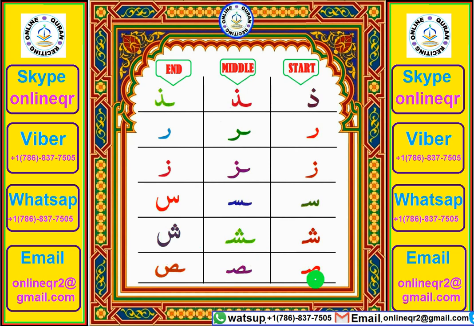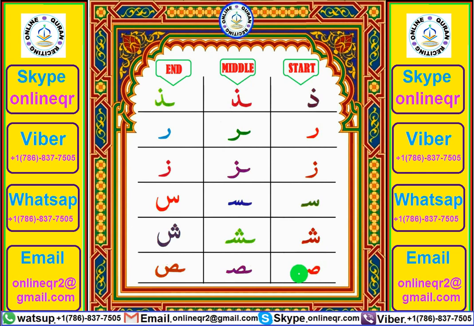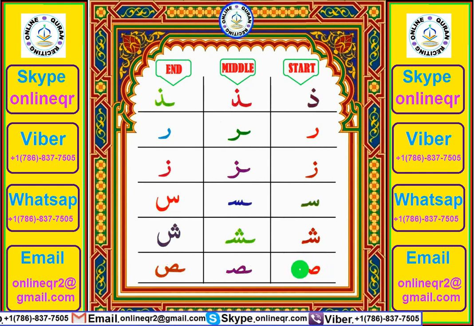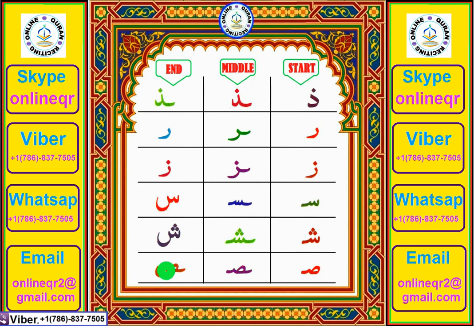This is sword. When it is used in a sentence, this is the shape of start. In the middle, like this, and in the last, the shape of sword, like this.